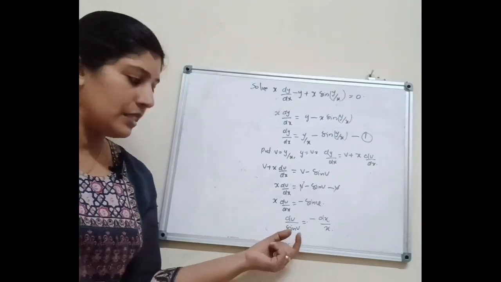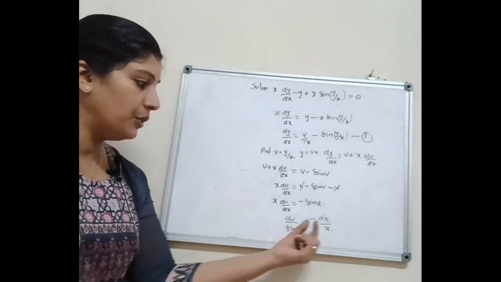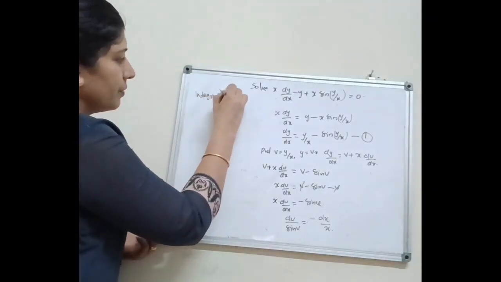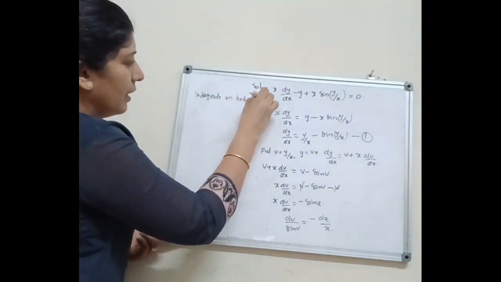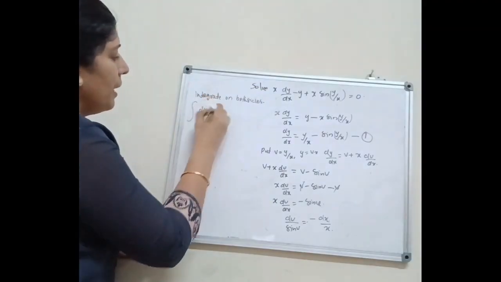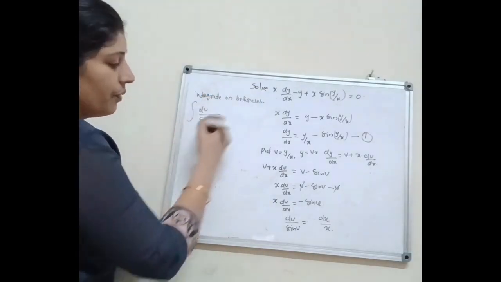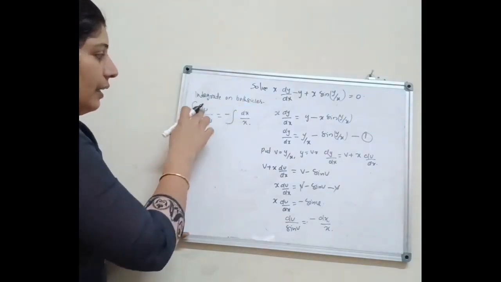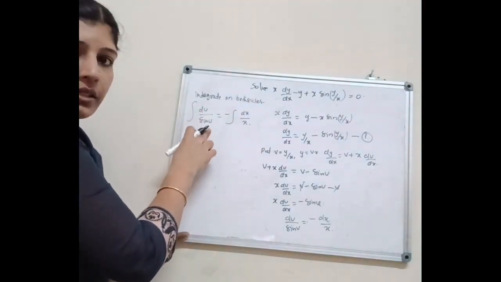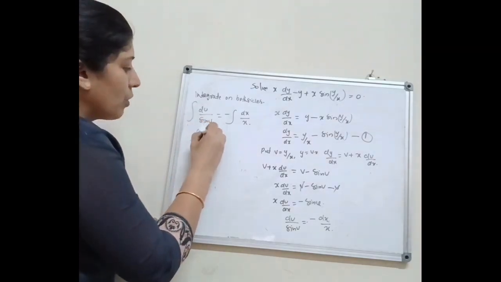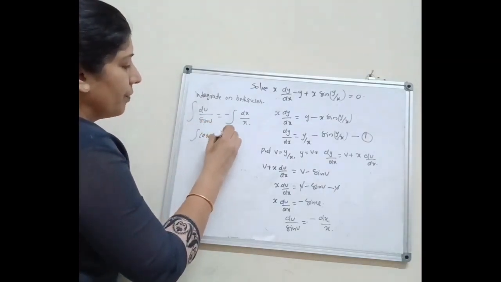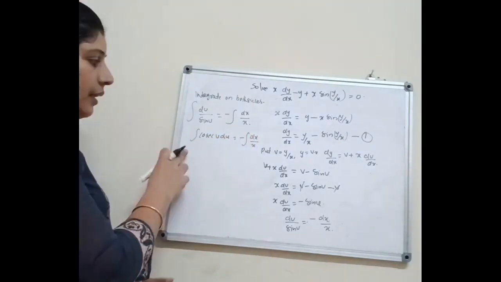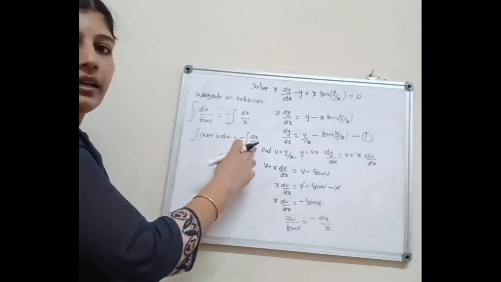Here we have written it in variable separable form. Next, we have to integrate on both sides. That is, ∫dv/sin v = −∫dx/x. Then 1/sin v is cosec v. Therefore, ∫cosec v dv = −∫dx/x, that is, ∫cosec v dv = −∫(1/x) dx.